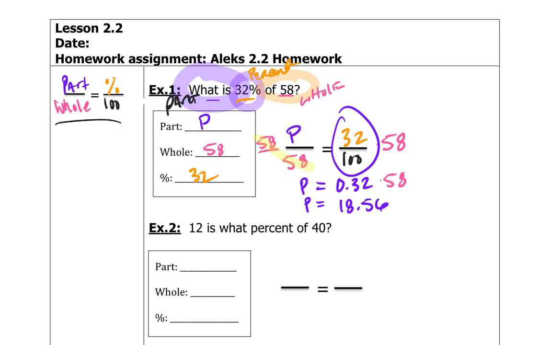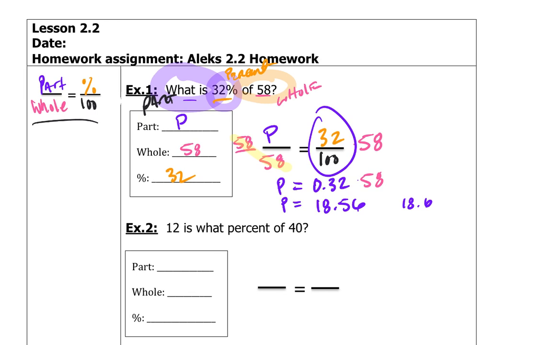Now, by default, you're going to round to the nearest hundredth. If it tells you to round to the nearest tenth, well, you'd have 18.6, right? But we're just going to say then that 18.56 is 32% of 58. That's our answer. It asks us a question in sentence form. You need to answer it in sentence form. Okay? You need to show your work.